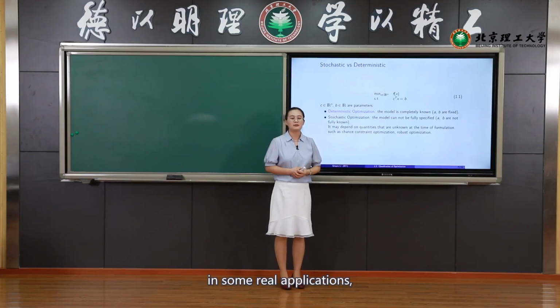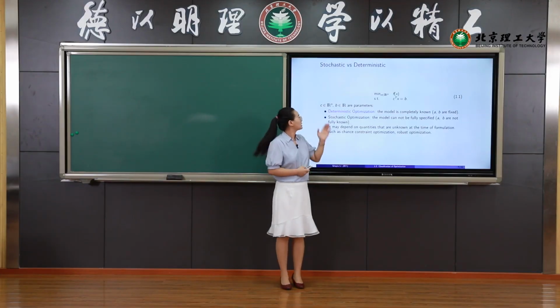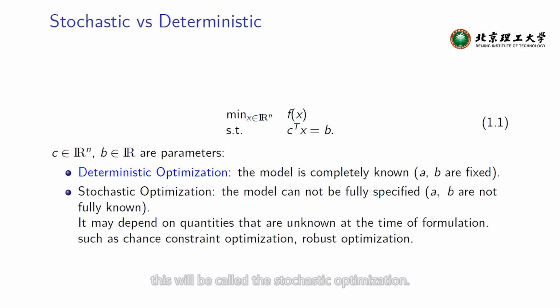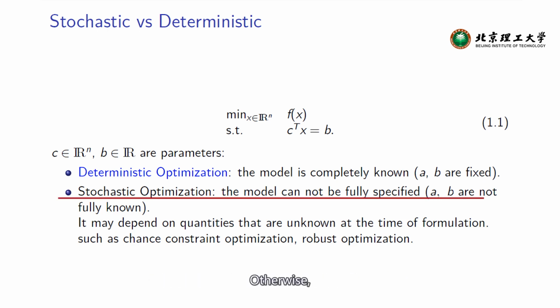However, in some real applications, c and b may not be totally known when we solve this problem. In this case, it will be called stochastic optimization. Otherwise, if c and b are totally known before we solve this problem, then we will call it a deterministic optimization problem.